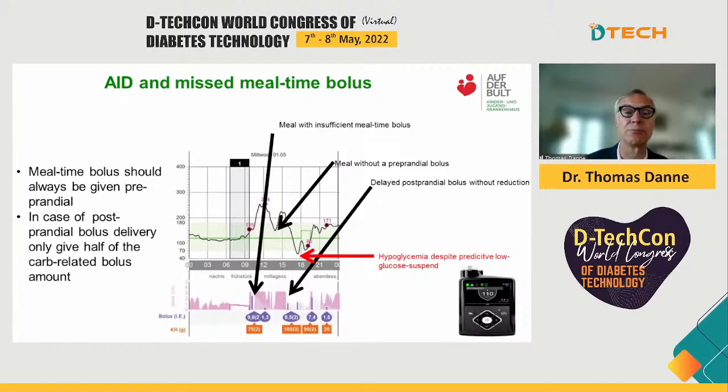So if the mealtime bolus is given, always give it preprandially. If you, for some reason, miss the bolus, reduce it by at least half of what you would have given for the amount of carbohydrates, in order to account for this correction bolus.